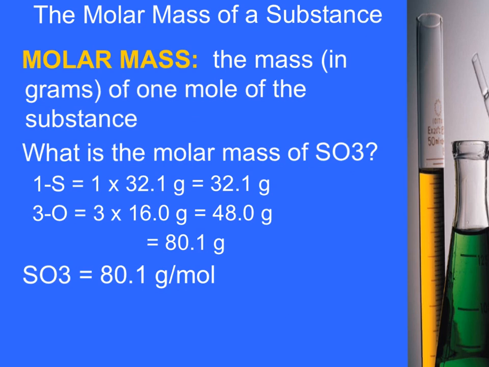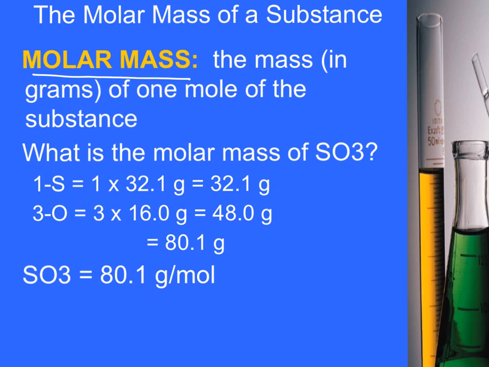Okay, this term right here, molar mass. The mass in grams of 1 mole of substance. Okay, the mass of 1 mole of substance. So don't forget, 1 mole is equal to 6.02 times 10 to the 23rd particles. That's a huge number. Okay, don't forget, if you have a positive exponent, that means you're moving your decimal that many places to the right.